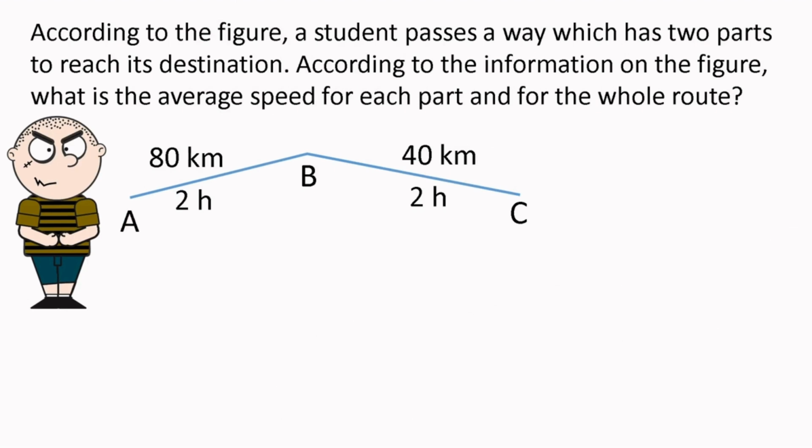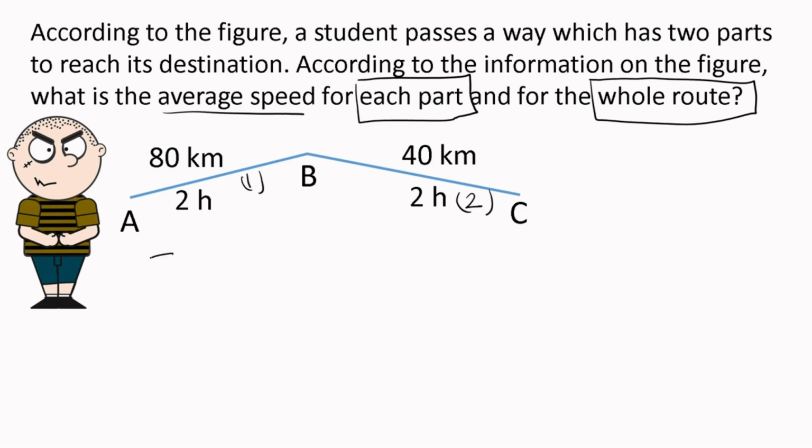Let's solve the next example. As you can see, this student is passing a route which has two parts. This is the first part and this is the second part. The question wants us to calculate average speed for each part and of course for the whole route. Let's start with the first part. I'm going to show it with S1. As you can see, I can write D over T, the only formula that I have. Do I have the distance for the first part? Yes, this is 80 kilometer. So I'm going to write 80.